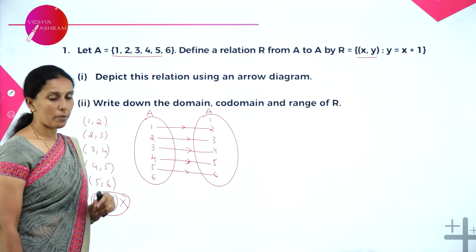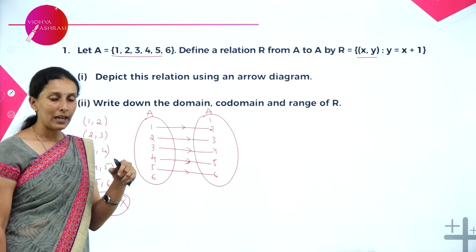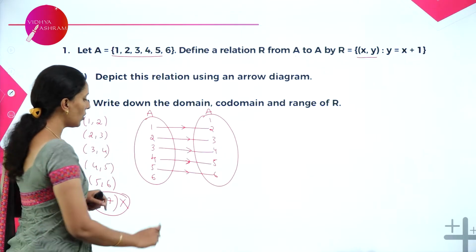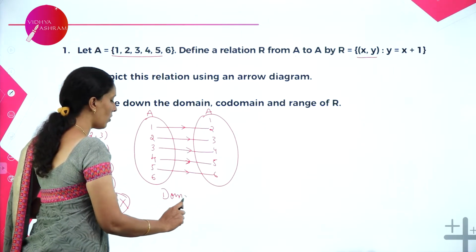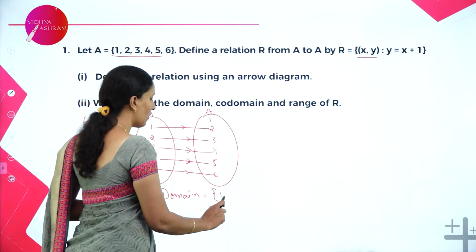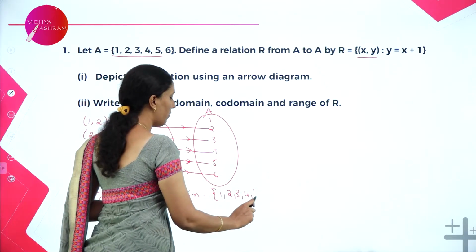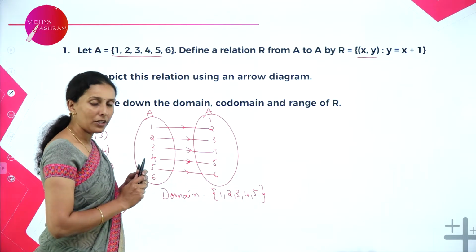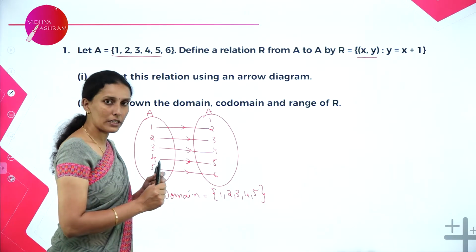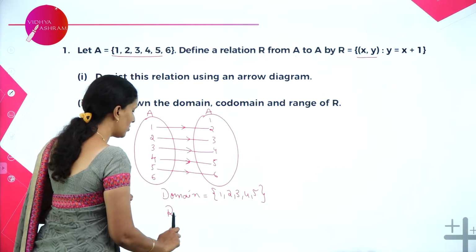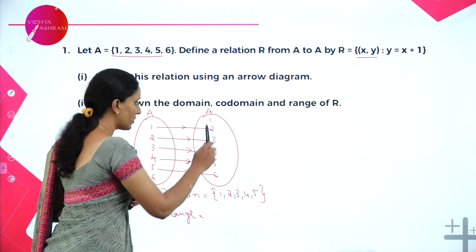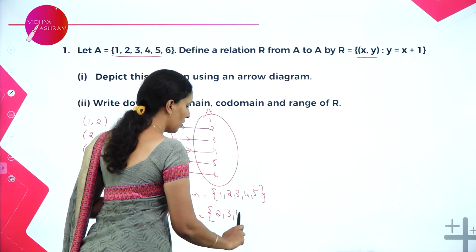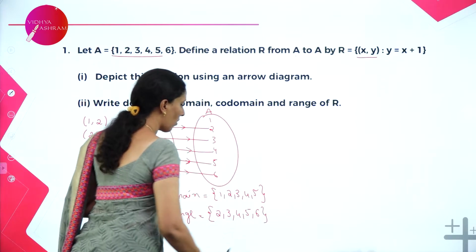Now we need to find the domain. The domain and range are the elements which are in relation in the first set and the second set. So clearly you can see the domain elements which are in relation: 1, 2, 3, 4, 5. Because they are in relation. 6 does not have any image, so 6 does not come under the domain. Next, I will write the range. What is the range here? The set of all images is the range. So that is 2, 3, 4, 5, 6. So these are the range.